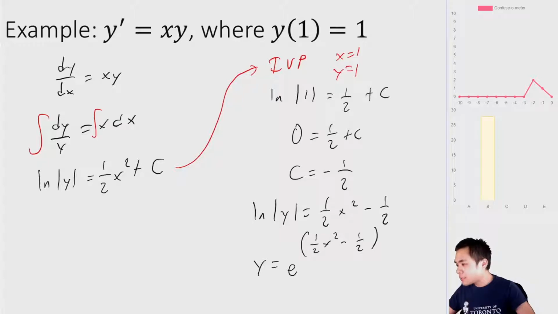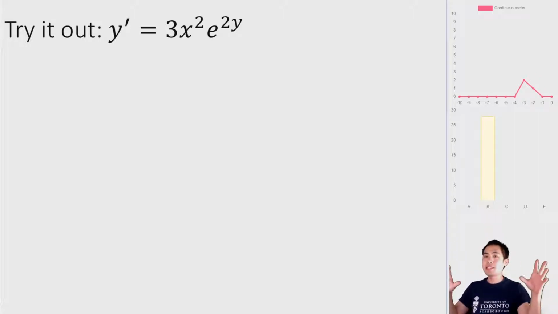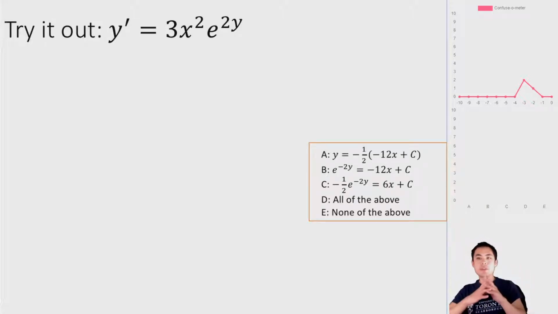Okay, and for the last part of this part of lecture, we have a third part of lecture today, but for the last part of this part of lecture, let's have you all try it out. So remember, the first thing that you do is you need to separate all the x's onto one side and all the y's onto the other side, and then take the integral of both sides. And then I'm asking you, what is the answer?